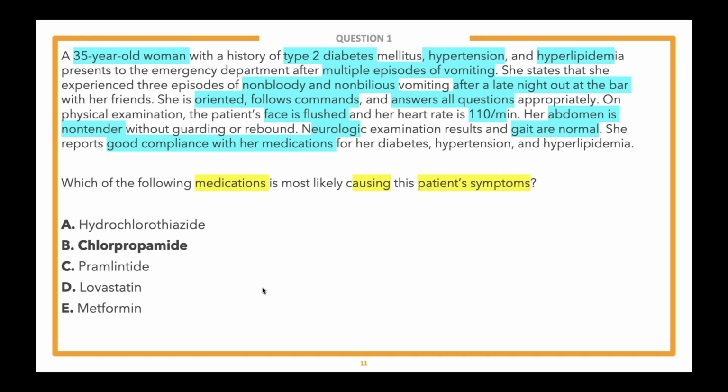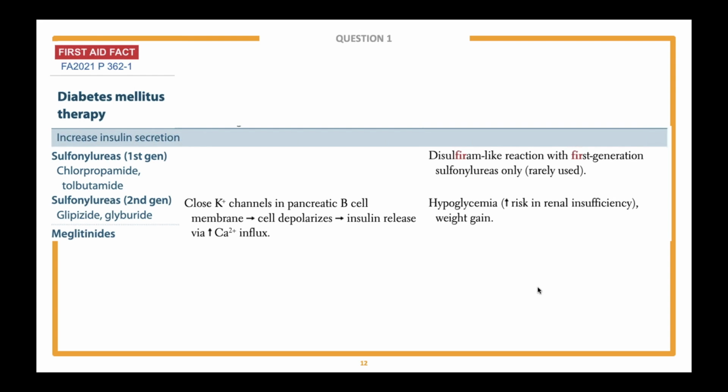On the next slide, we actually have a couple tables that show specifically where in First Aid it talks about first generation sulfonylureas having disulfiram-like reactions. Okay, they're not as commonly used in clinical practice anymore, but you still can get tested on some of those side effects that are notable.